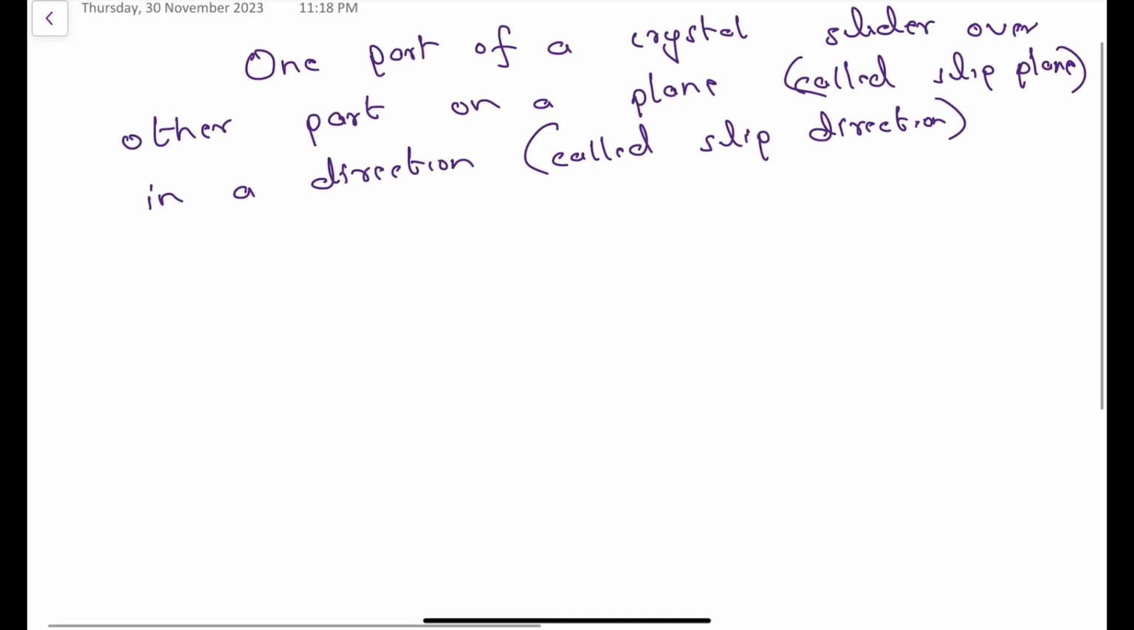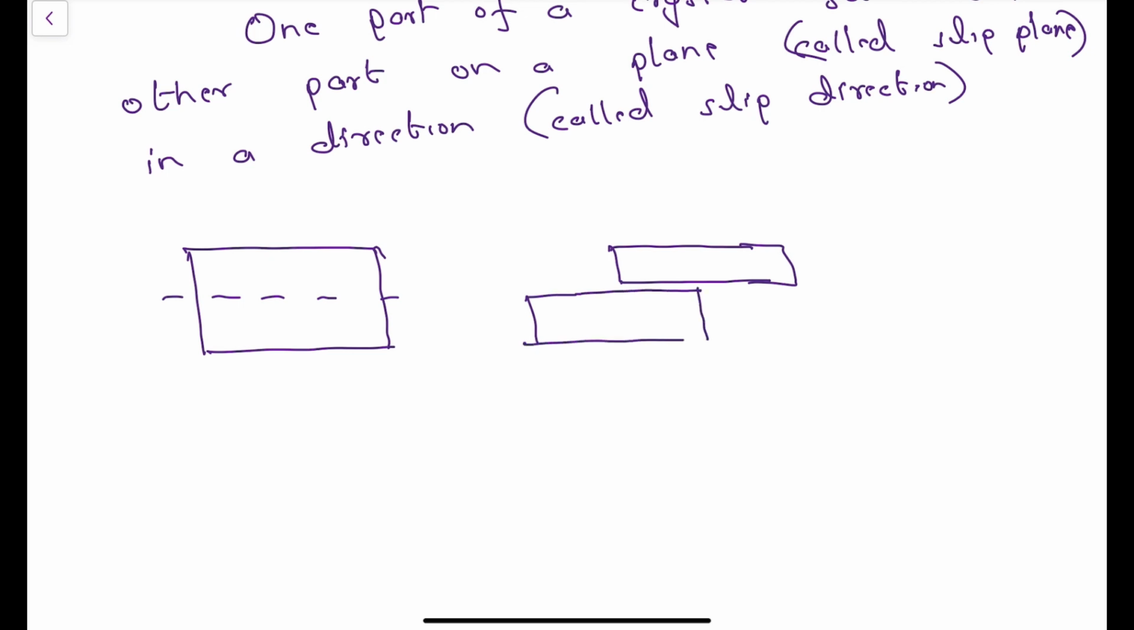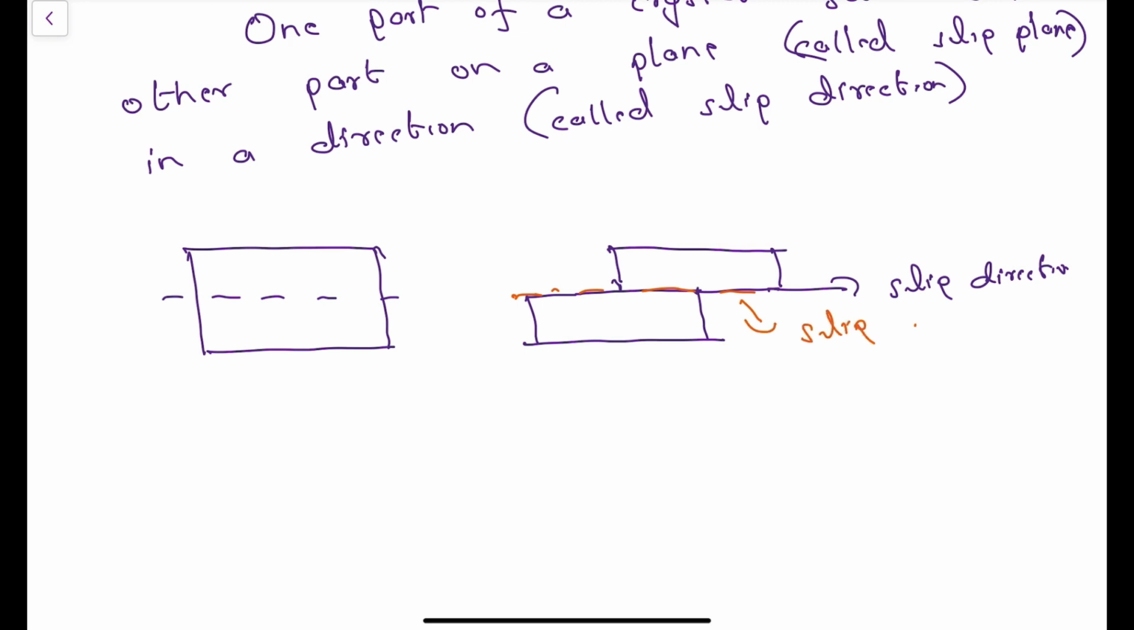If I draw a figure, it will be like this. That means there is a slip plane, and slip occurs like this. So this is how slip occurs. This is the slip direction, and the plane on which the slip occurs is called the slip plane. So this is all about slip.